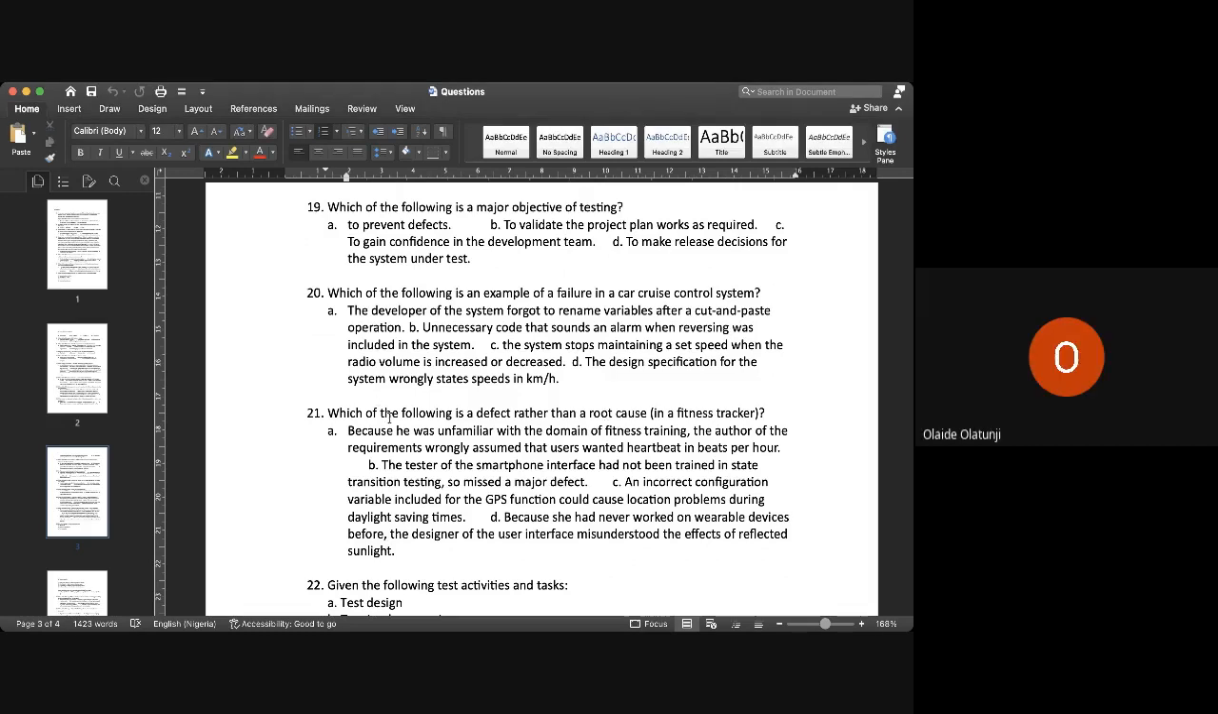Okay, so which of the following is a defect rather than a root cause? Do you know the difference between defect and root cause? Okay, a defect is present in the software. The root cause is from the coding on the back end, from the code. So what did you pick?